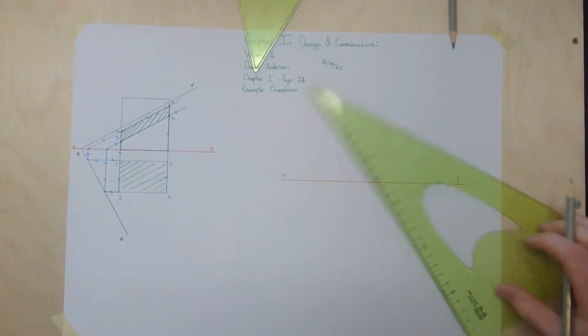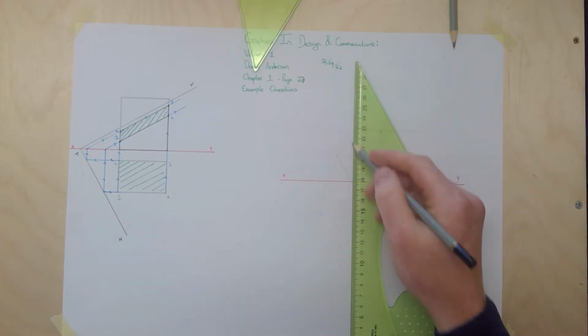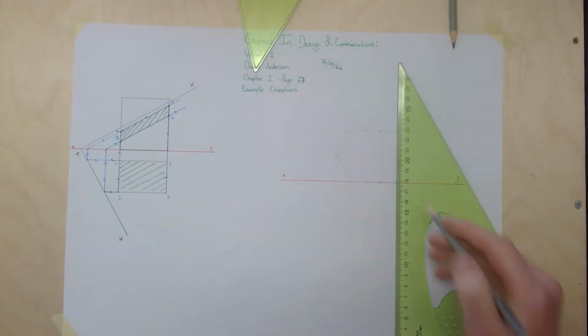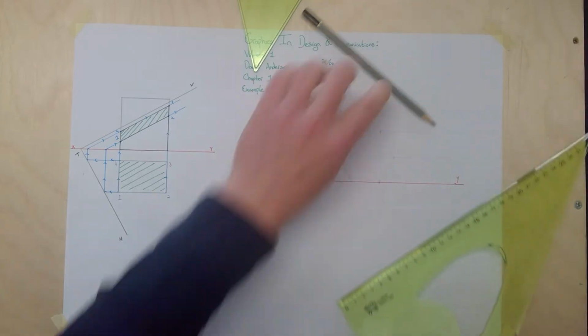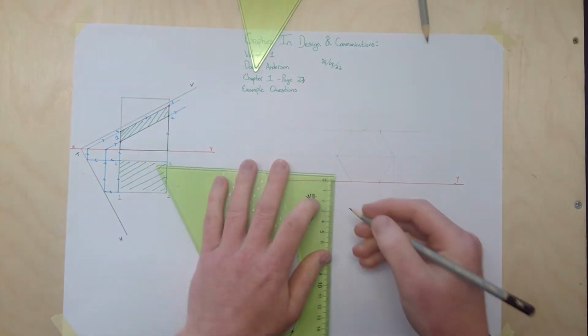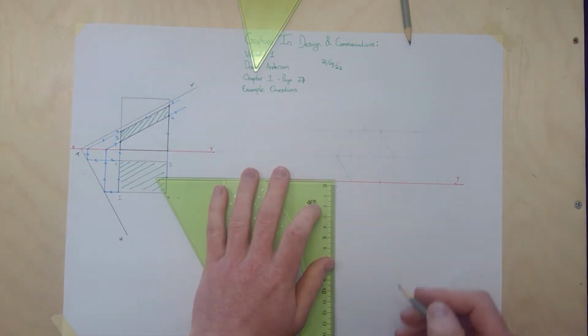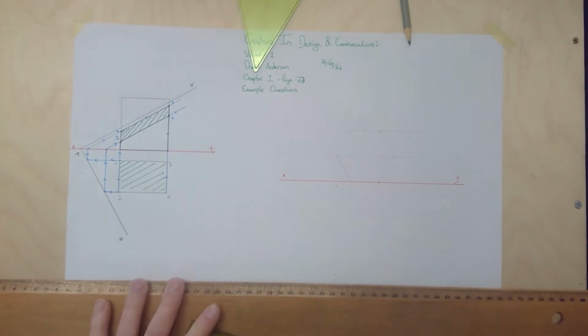Then just bring it down to plan, bring down your points. It's 5 millimeters away from the XY line. So 5 millimeters, and the whole length of it is 85.